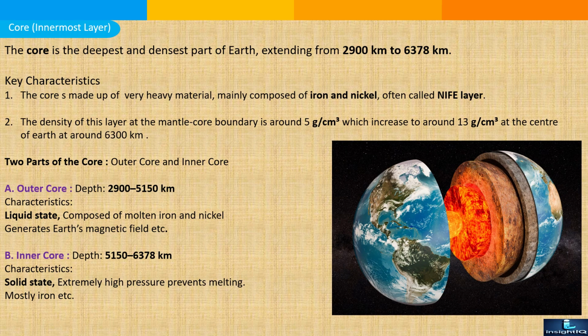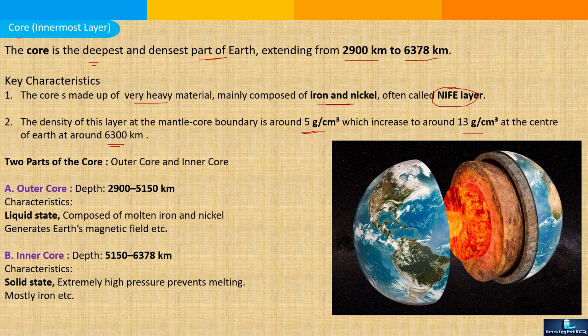Next layer is the innermost layer of the earth known as core. The core is the deepest and densest part of the earth. It extends from a depth of 2900 km to 6378 km. The core is made up of very heavy metal, mainly composed of iron and nickel. So it is also known as Nife layer. The density of this layer at the mantle core boundary is around 5 gram per centimeter cube, which increases to around 13 gram per centimeter cube at the center of earth, around 6300 km.